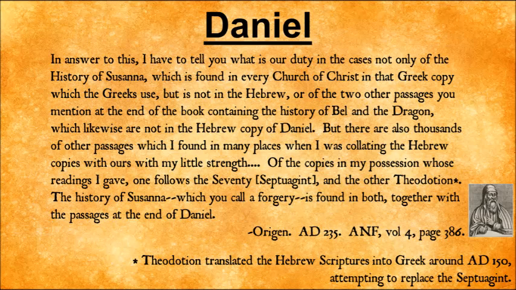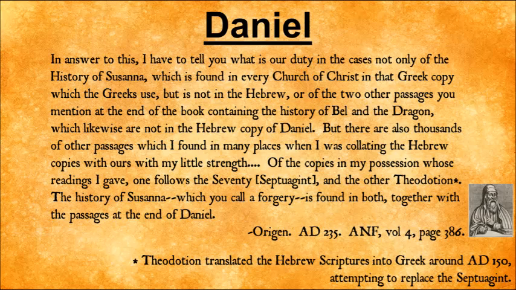Sextus Julianus Africanus wrote a letter to Origen saying that he believed the story of Susanna is a forgery and asked Origen about it. Origen disagreed, responding, "In answer to this, I have to tell you what is our duty in the cases not only of the history of Susanna, which is found in every Church of Christ in that Greek copy, which the Greeks use, but is not found in the Hebrew, or of the 2 other passages you mentioned at the end of the book containing the history of Bel and the dragon, which likewise are not in the Hebrew copy of Daniel.